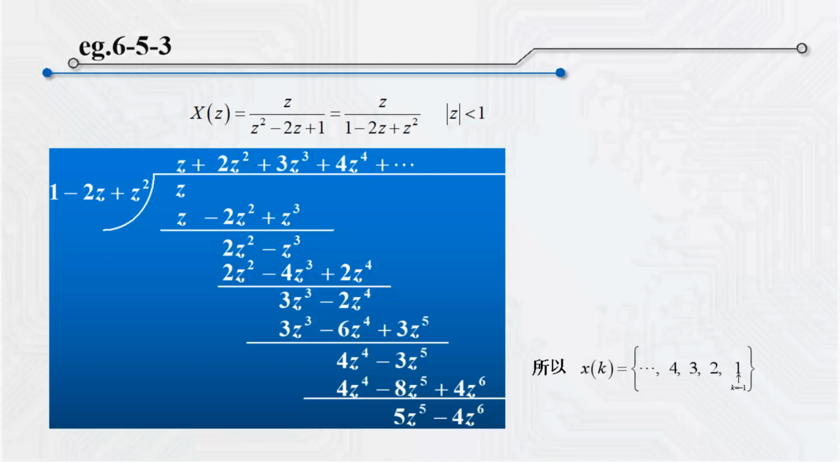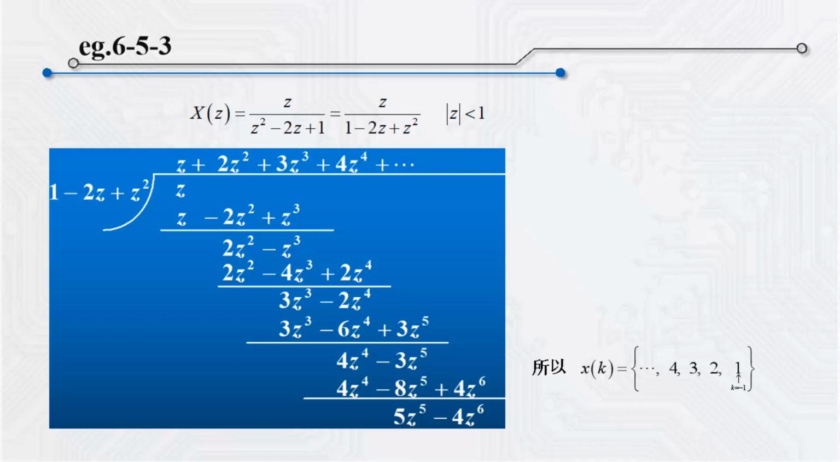We look at the corresponding example. The X of Z expression is as follows. Since the convergence domain is the modulus of Z less than 1, we can determine that it is in the form of a left sequence. We deal with it by the corresponding long division, then get the ascending form of Z, this kind of power series expansion.